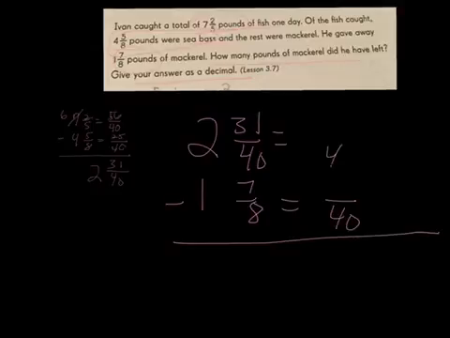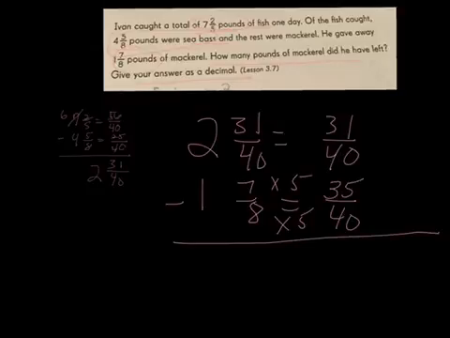Common denominator is 40. And this is going to be times 5 times 5. So that's going to be 35 over 40. So I'm going to borrow from this 2 and make it a 1. And I'm going to add 40 to 31. And I'm going to get 71 40ths.